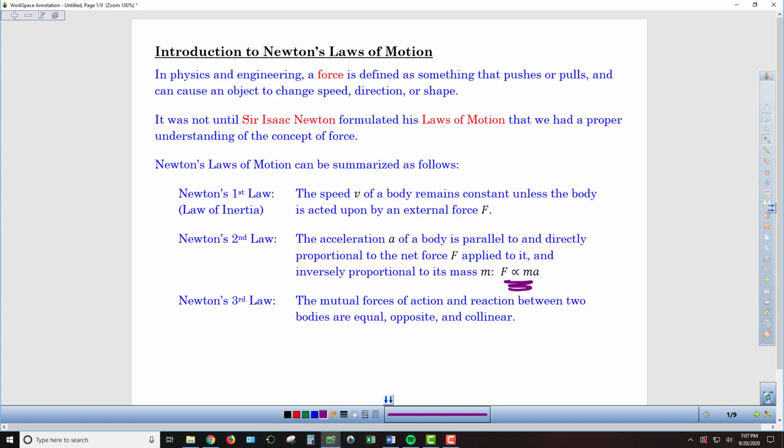And then the third law there: for every action there's an equal and opposite reaction. We'll take a look at that law in a separate lesson from today.